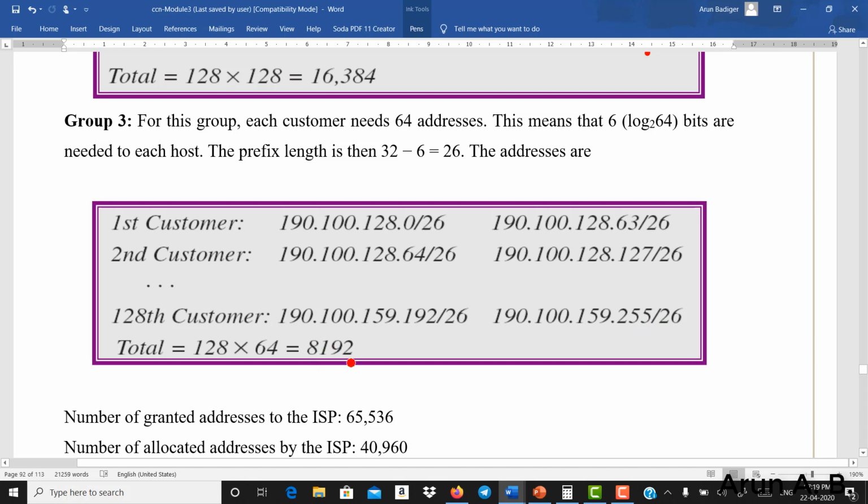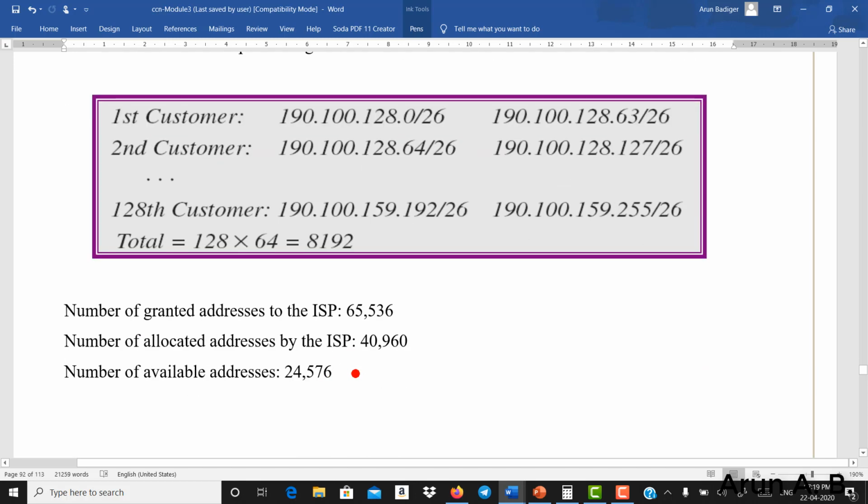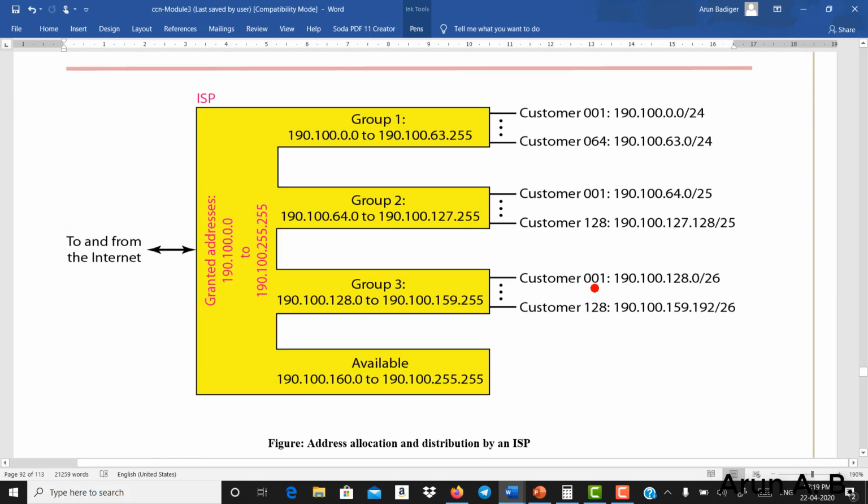The total number of IP addresses is again calculated. The same thing is written here, and the same thing is shown in this diagram. So we can see that the total number of granted IP addresses, the IP address was 190.100.0.0/16 and it starts from 0.0 and can go up to 255.255. So these 2 bytes are network bits, they remain the same, whereas these 2 bytes are host address bits, they increment. The total number of IP addresses that fit will be 65,536.